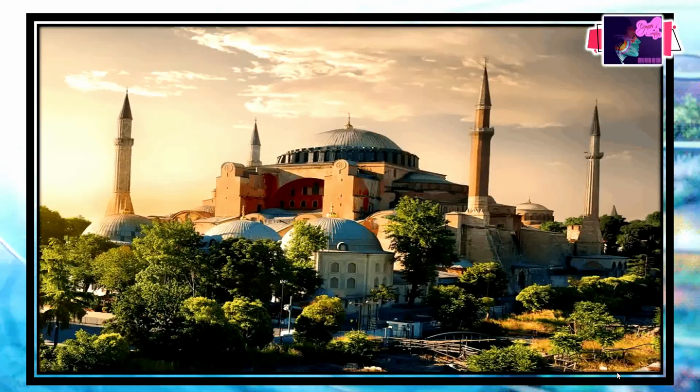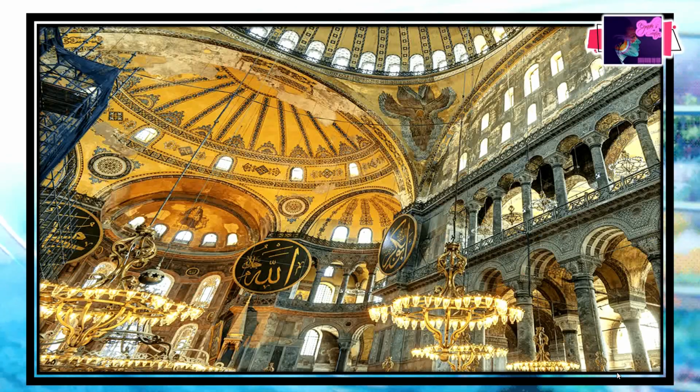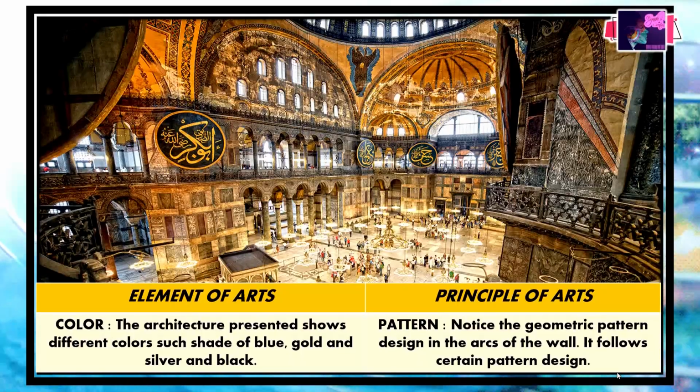So this is Hagia Sophia, inside and outside. It's really amazing, right? Let's now have the elements and the principle of arts presented in this architecture. For the elements of arts, of course, we have the colors. The architecture shows different colors such as shades of blue, gold, silver, and black. It looks so really good.